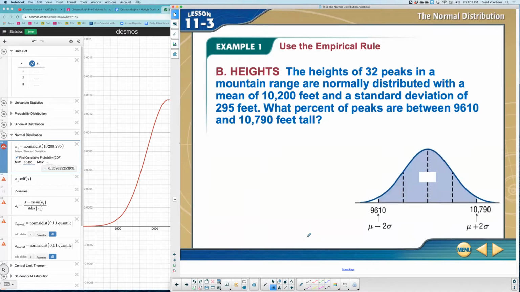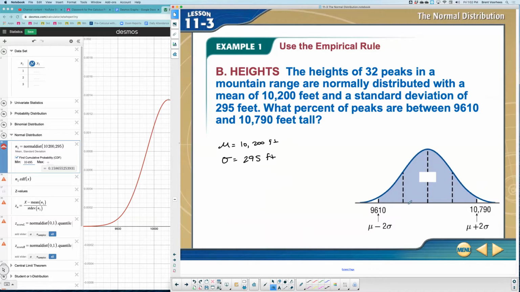All right, let's try part B here. It says the heights of 32 peaks, the same situation. This time, what percent of peaks are between 9,610 feet and 10,790 feet? So again, let's think through the math here. They told us the mean, the average value, is 10,200 feet. And we know that one standard deviation is 295 feet.